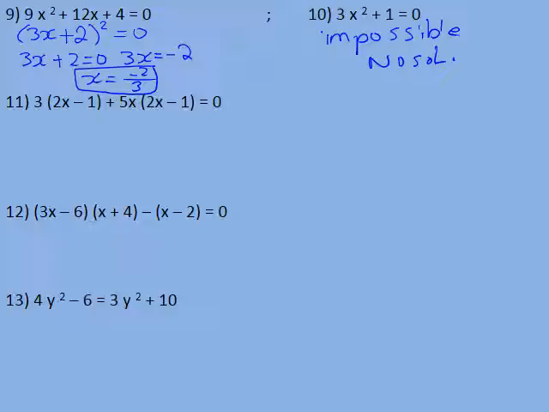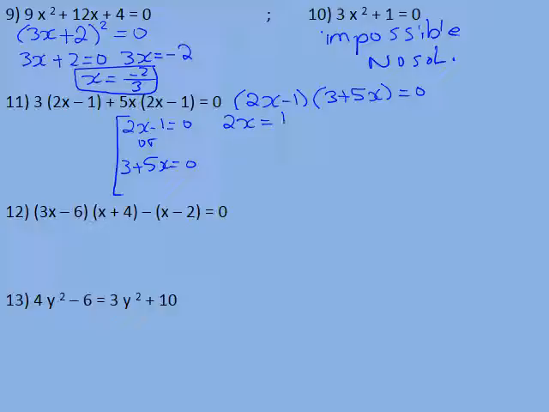Yes, Hassan, number 11. We can take a common factor. We have a common factor, which is 2x minus 1. Yes. We take (2x minus 1) into (3 plus 5x) is equal to 0. How many solutions do we have? The first one, 2x minus 1 equal to 0, or 3 plus 5x equal to 0. Solve the first one, please. 2x equal 1. Then x equal 1 over 2. The second one, 5x equal minus 3, then x equal minus 3 over 5. So this is the second solution.